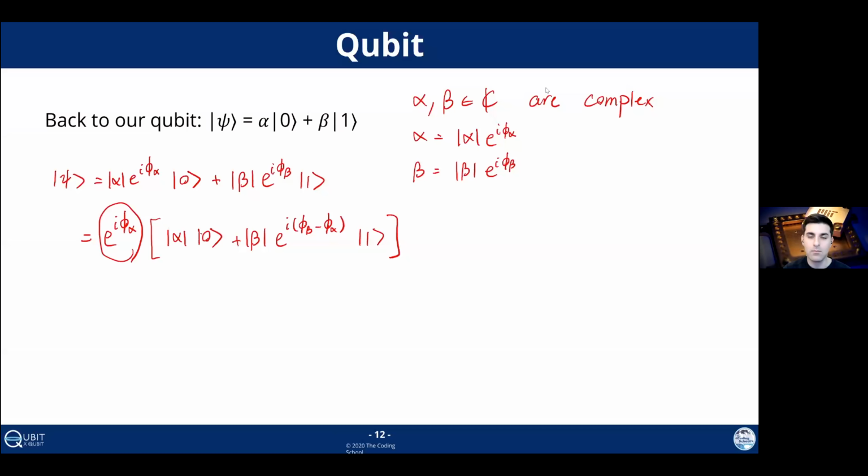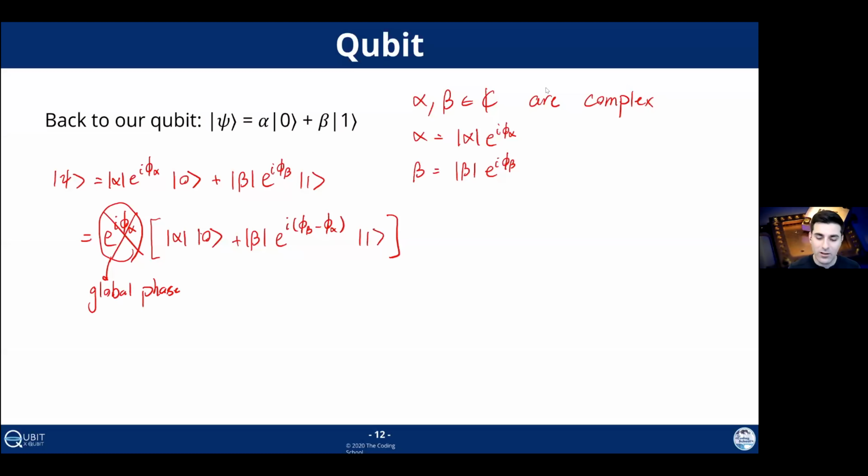Okay, let's give it 10 more seconds. But I like what I'm seeing with the poll results so far. Okay, so the majority have said that yes, we can ignore this phase, and in fact, that is true. The phase I've written out in front is just a global phase. And again, as I mentioned on the previous slide, global phase can be ignored.